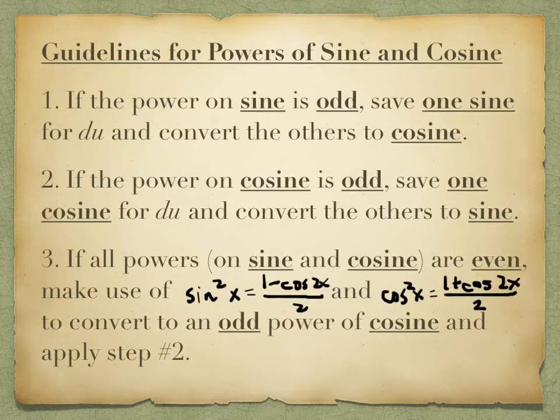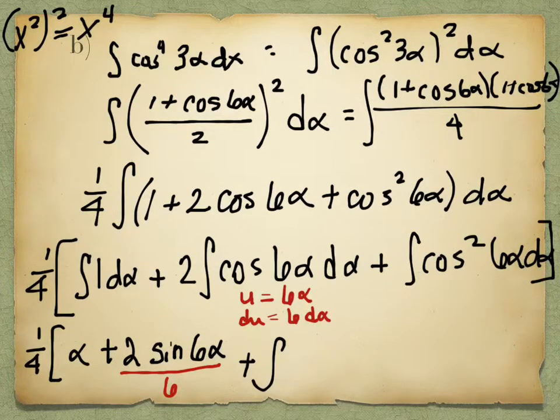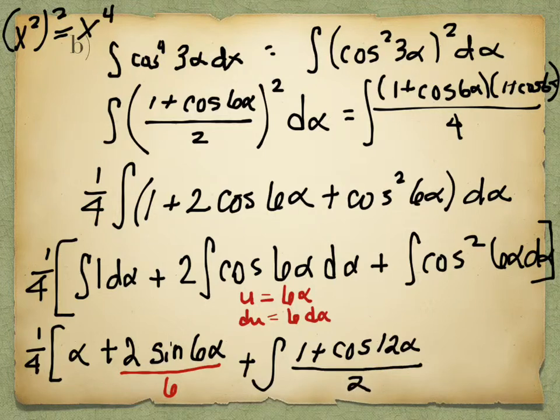This says that if I have a power on cosine that is even, I can use this formula, can't I? And I already did it once in this problem, so why not do it again, right? So I'm going to have 1 plus cosine of double the angle, and then divided by 2. Now, my angle currently is 6 alpha. So I've got 1 plus, and I'm supposed to double my angle, so what's my angle going to become? 12 alpha. And then this all gets divided by 2, right?